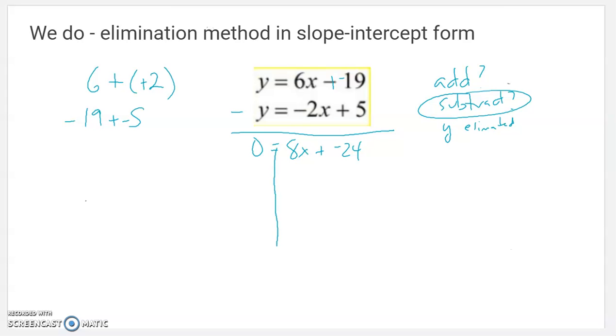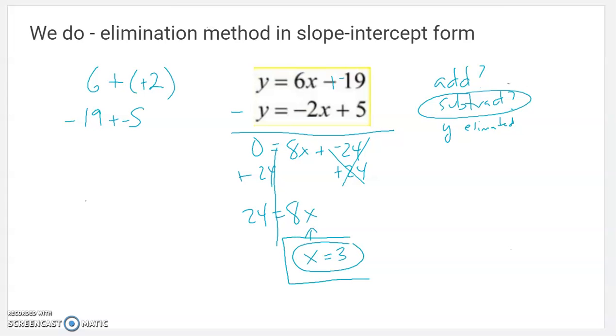So, might be able to figure out x with common sense, might not. If not, let's just solve for it. I can eliminate this negative 24 with a positive 24. Eliminated. 24 equals 8 times x. I can now tell that x equals 3. Now, it's easy to stop there and be like, got it, I'm done. You're not done. Got to find y still. A complete solution to a system of equations is both variables. So now we know one, and we can use the one we know to find the other.